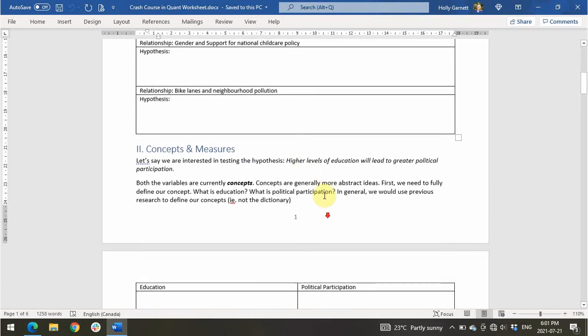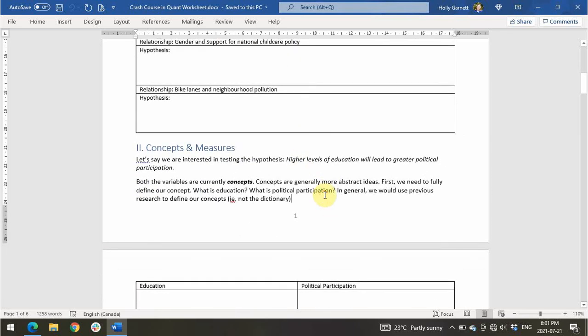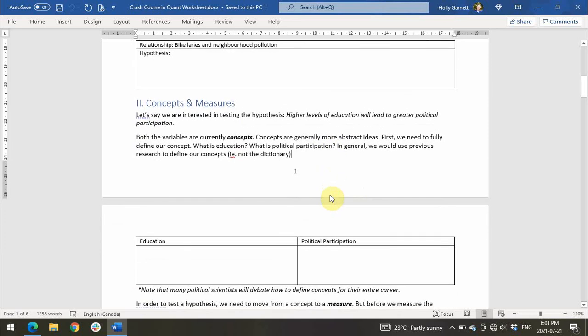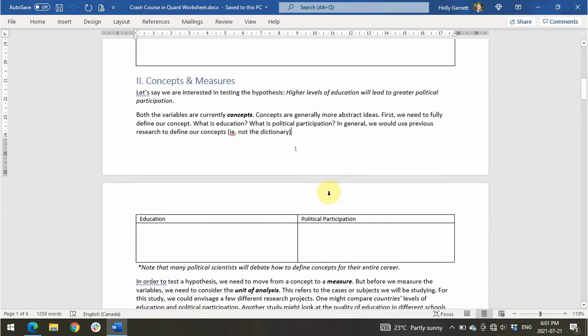But both of these variables are currently just concepts, and concepts are generally more abstract ideas, and it takes a lot of theorizing to understand and nail down what I mean by this concept. So let's define that. What is education? What is political participation? Generally, what we'd use to define these concepts is the previous research. So what has been said about what is education, what is political participation. So not just the dictionary.